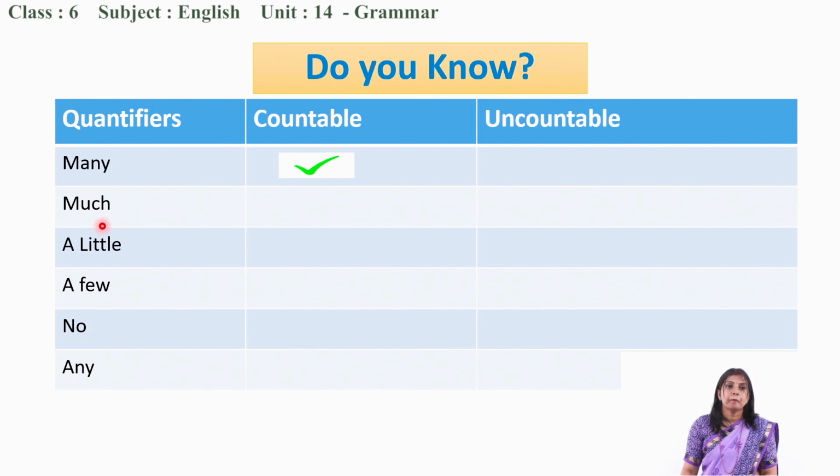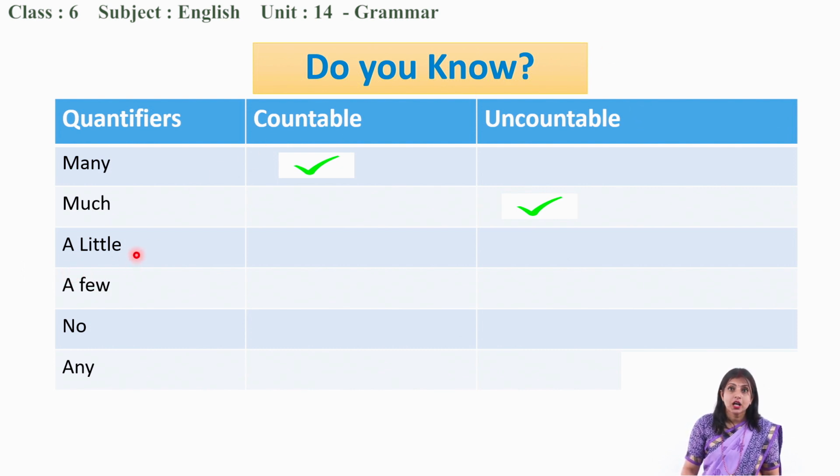Good. Much. Where do we use much? Yes, much is used with uncountable noun, which we can't count, like water. He drinks much water. There is much water in the bucket. There is much air in the room. I'm feeling comfortable. So much is used for uncountable noun.